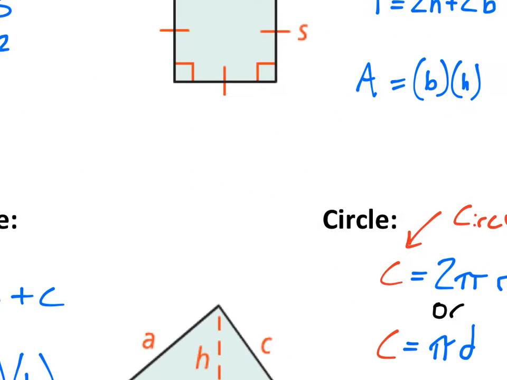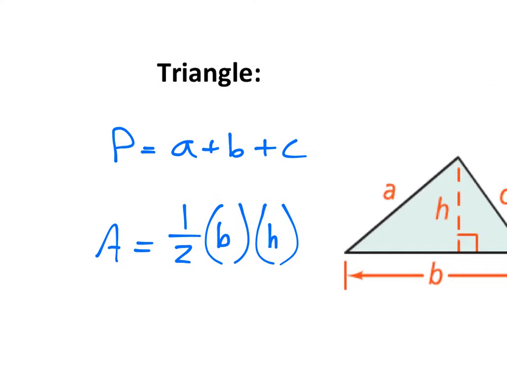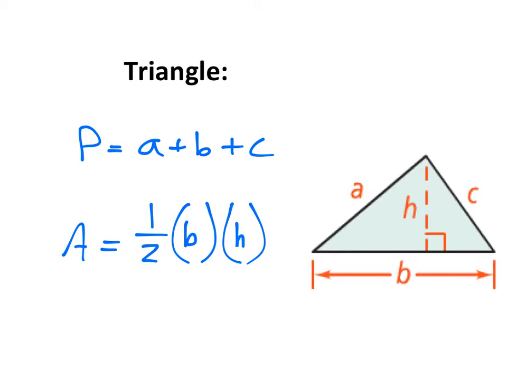All right, for the triangle, the perimeter is just all the outside edges added together. Sometimes they'll all 3 be different. They could all 3 be the same sometimes, which will make calculating the perimeter even easier. But it's A plus B plus C, the 3 sides of the triangle added up.